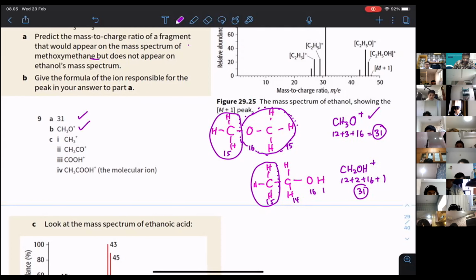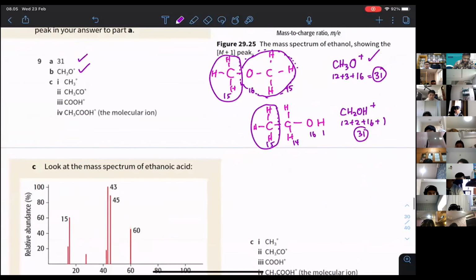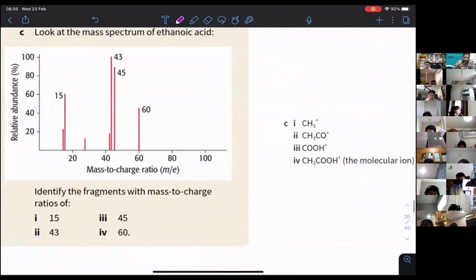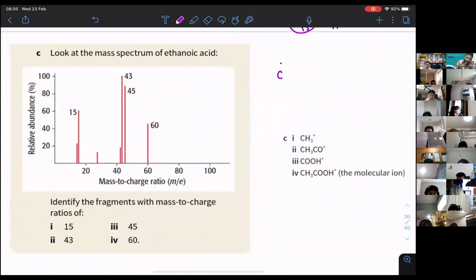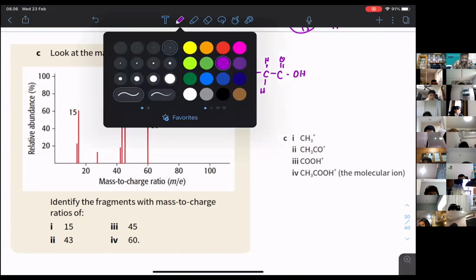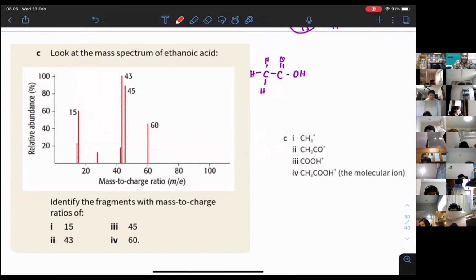Now, the next question is, for C, look at the mass spectrum of ethanoic acid. So let's look at ethanoic acid. So this one is mass spectrum, yeah. So do remember it's not NMR. So mass spectrum, you can see here. Let's actually see whether you are still following. Jackson, what is the Mr for this molecule? Possible Mr, no need to calculate.